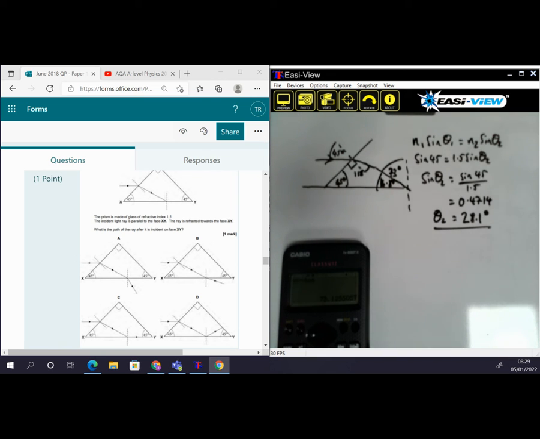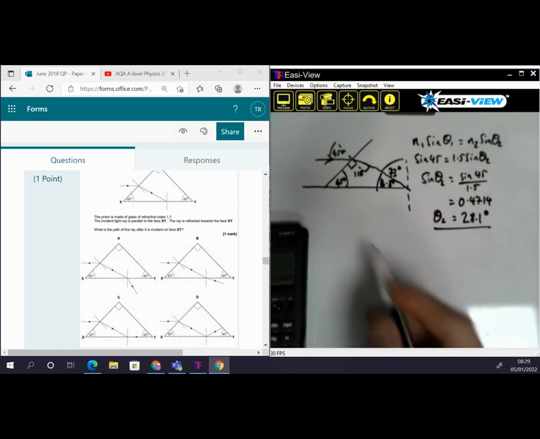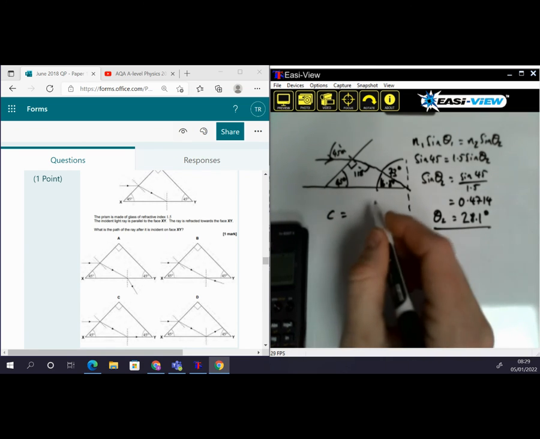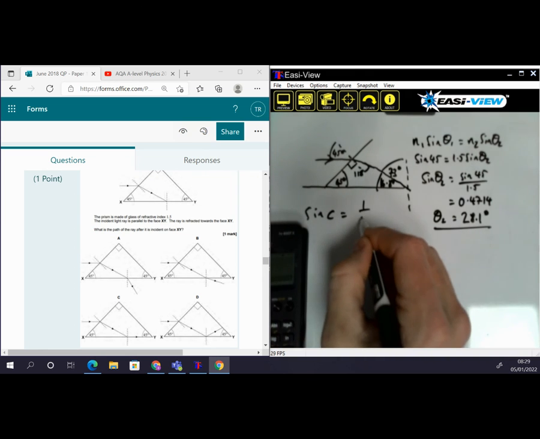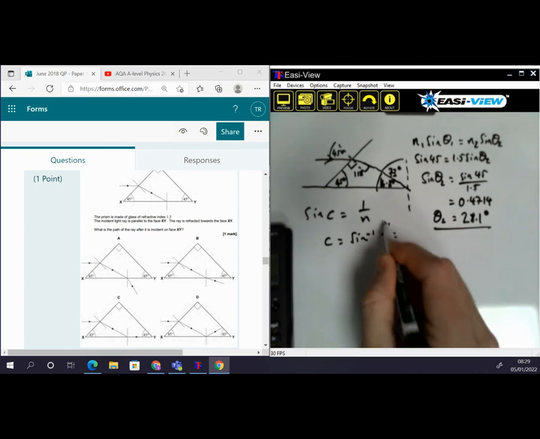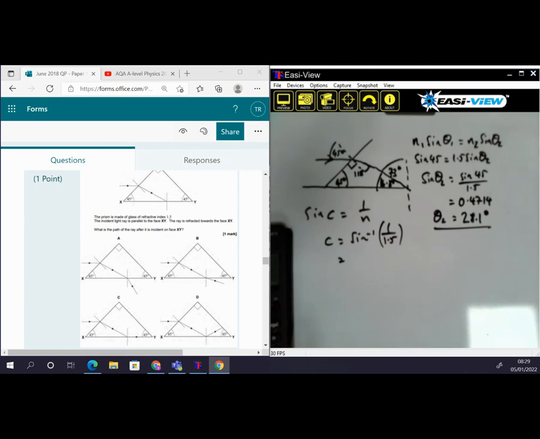Now 73 degrees is much greater than the critical angle. The critical angle in this situation, so C, sine C is 1 over n. So C is sine to the minus 1 of 1 over 1.5, which is 41.8 degrees. So it will totally internally reflect because the angle of incidence on the second surface is much greater than the critical angle. And the only situation that allows that is D.